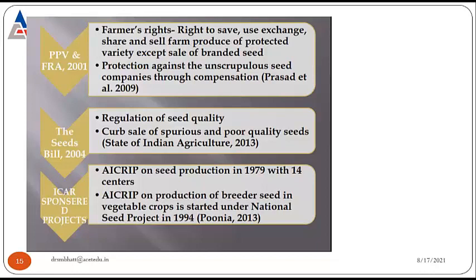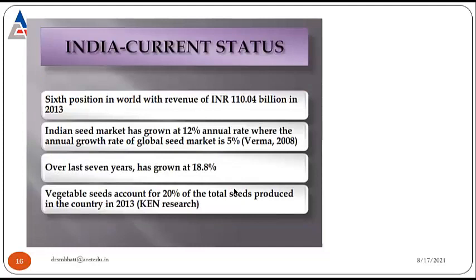And now you can see India ranks 6th in the world, with revenue of how much? 110 billion in 2013. And the Indian seed market has grown at a 12% annual rate, whereas the annual growth rate of the global seed market is 5%. And over the last 7 years, we will see the seed market has grown up to 18% from 5%. Okay? And from a 12% annual rate to 18%.